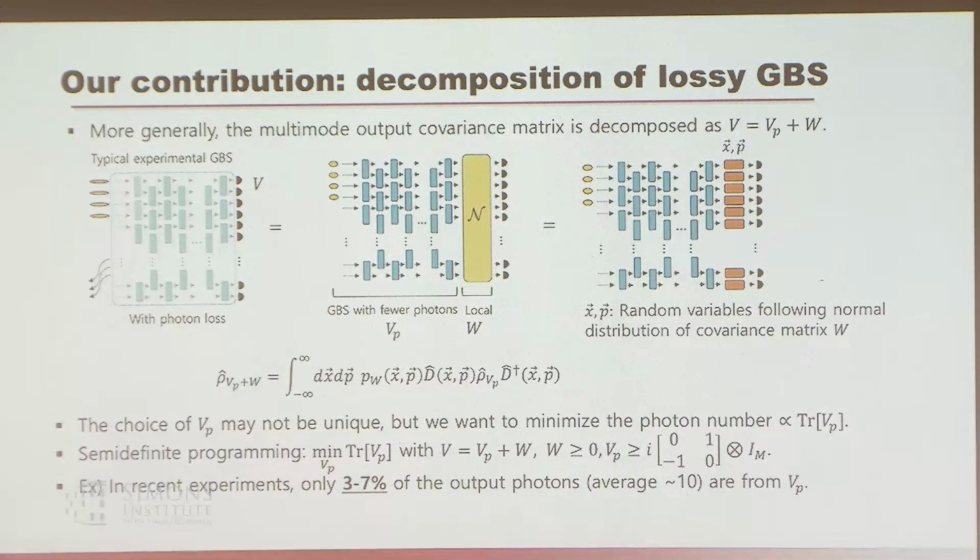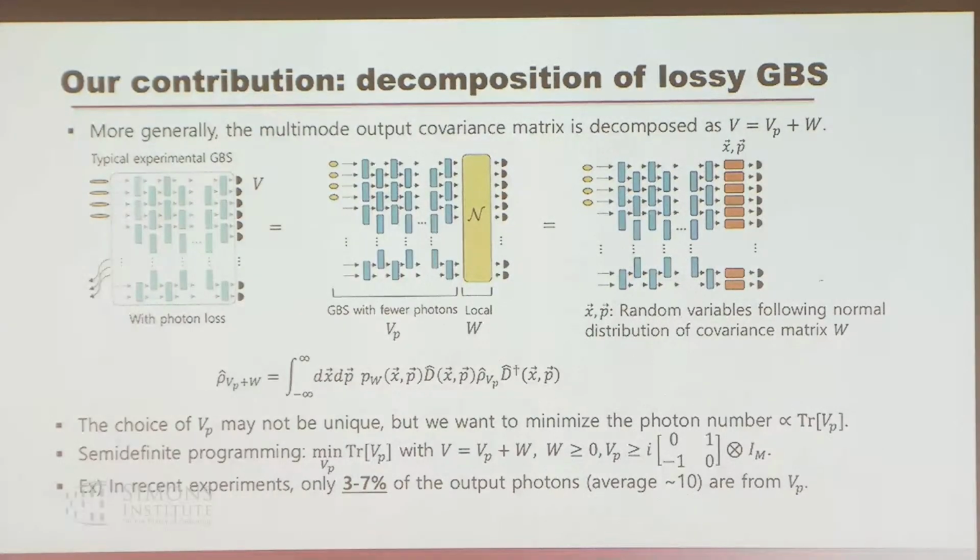So what we got is that after using this decomposition, we showed that the number of photons from the first layer, the hard layer, is only 3 to 7% of the overall output photon number. That means that most of the photons were actually generated from this easy part that is only local. So we have a really small number of photons for the first layer that can constitute entanglement.